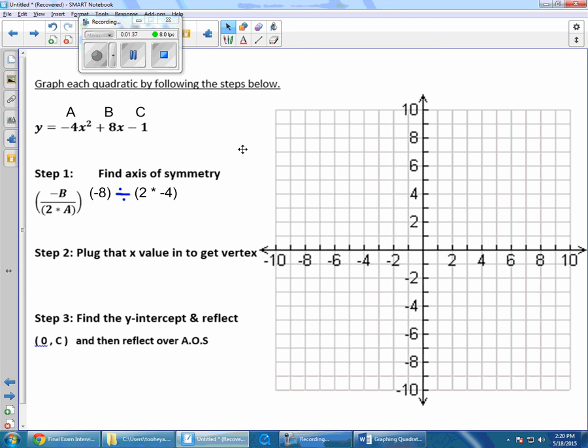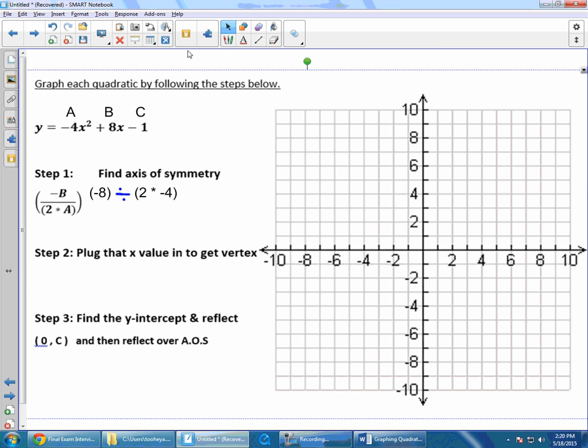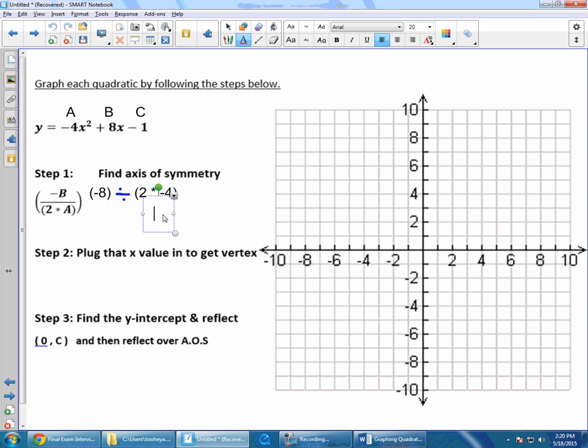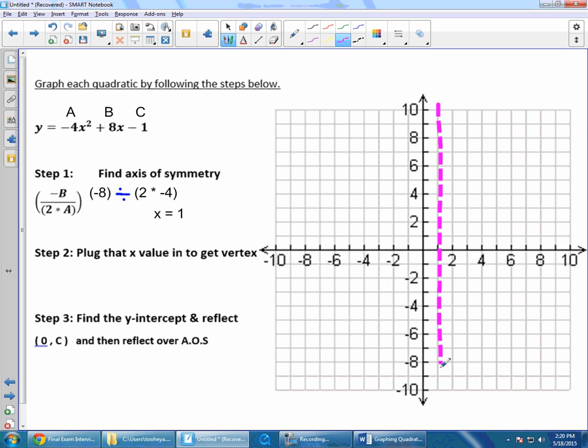Once I type that in my calculator, I should get a 1 for my answer. So I get x equals 1 for my axis of symmetry. What does the axis of symmetry look like? It is a dashed line, and this goes right along 1. It's nice and vibrantly bright pink.